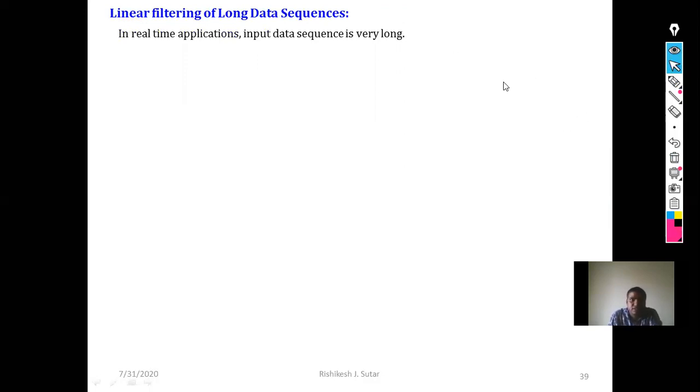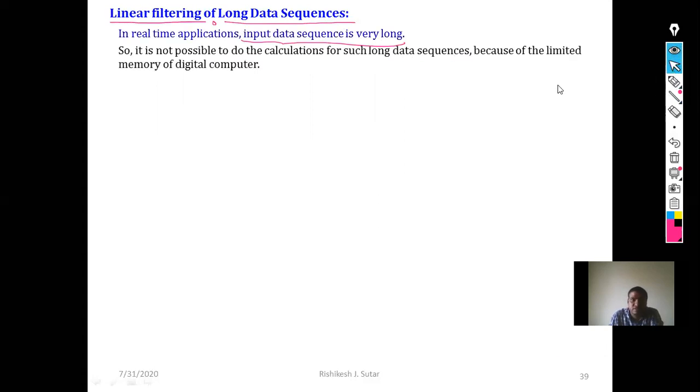What is the hurdle in linear filtering? In all real-time applications, the input data sequence is very long. So the title we have written is linear filtering of long data sequences. What we have to do here is split this long sequence. The same thing I have written here.